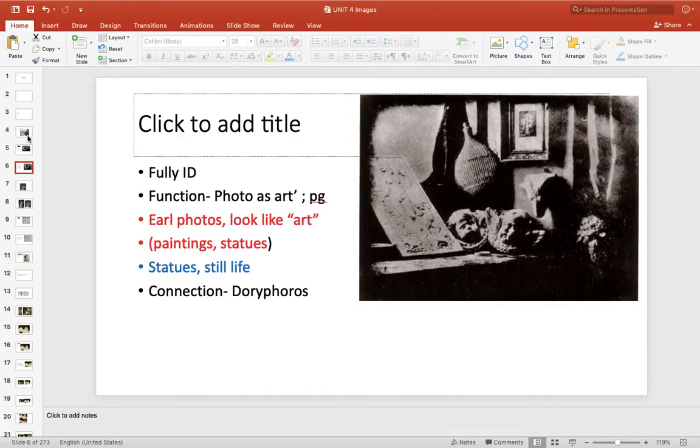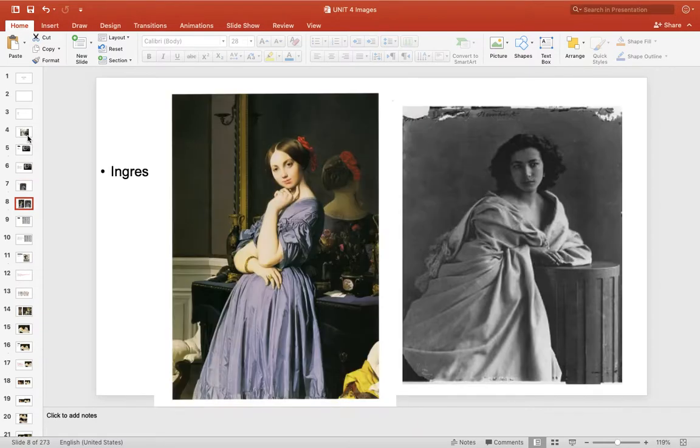I'm going to go through this one quickly. This is all on the PowerPoint if you want to go back and get these for your IDs. But this is basically famous because it's an early photo. The early photos looked like art, looked like fine art. There's the painting, there's the photo. That's going to really change art here because now you have a machine that can do this.